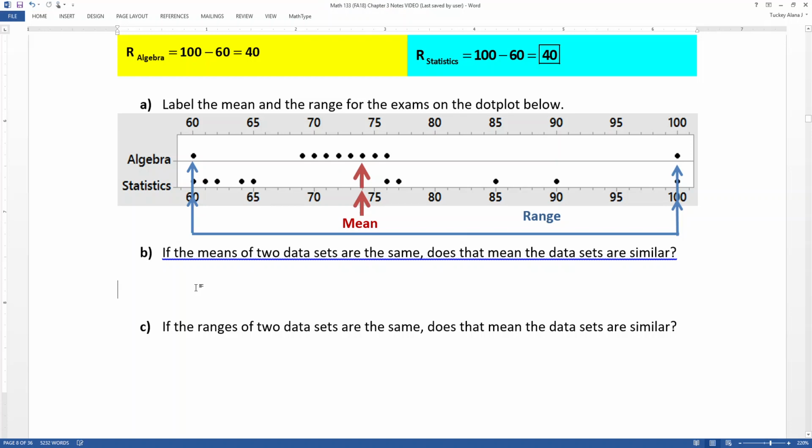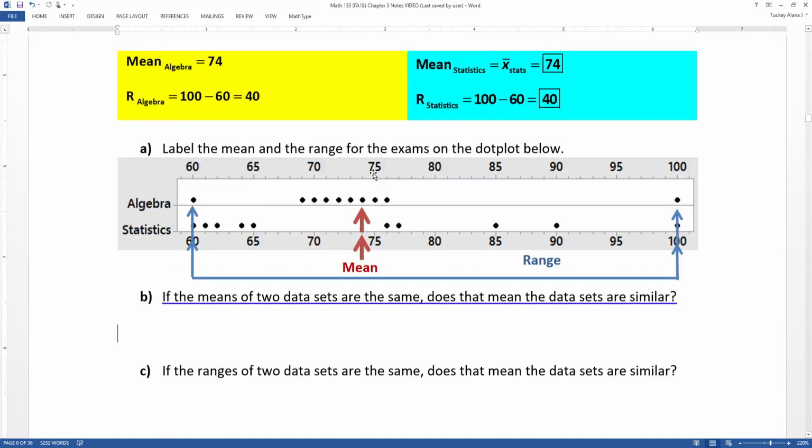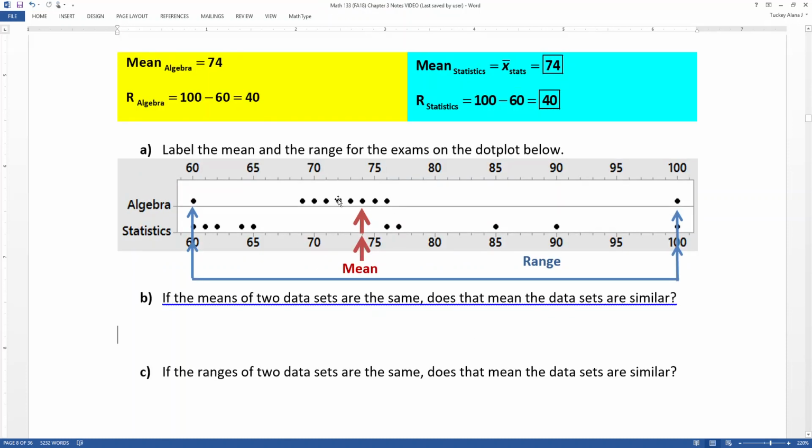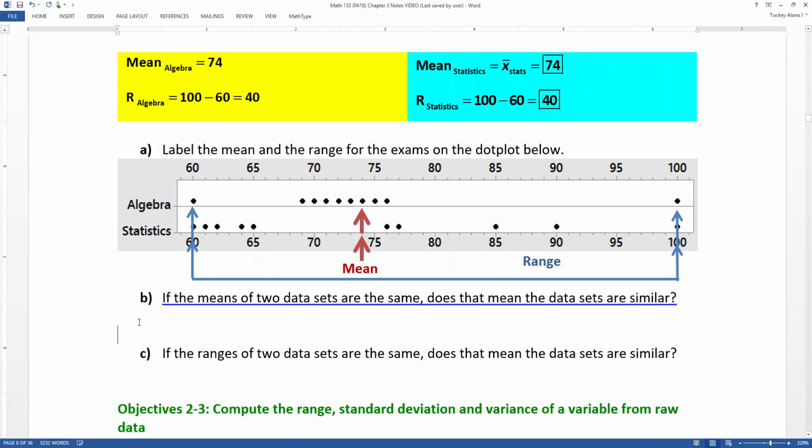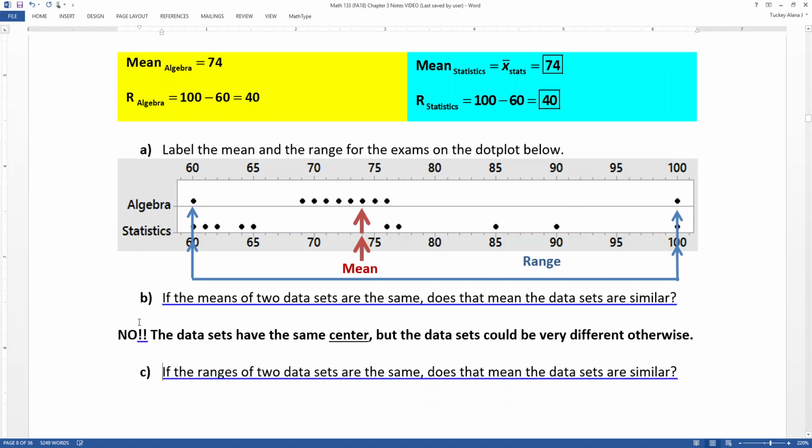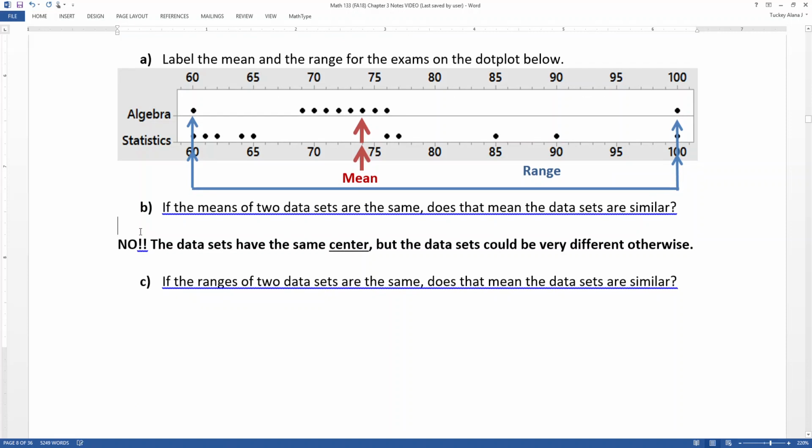If the means of the two data sets are the same, does that mean the data sets are necessarily similar? Well, no. Look at these two data sets. They had the same mean, but they're very different from each other. A student in the stats class could be more likely to be failing, more likely to be super high. There's a lot more volatility in the stats course than there is in the algebra scores. So the data sets can have the same center, right?